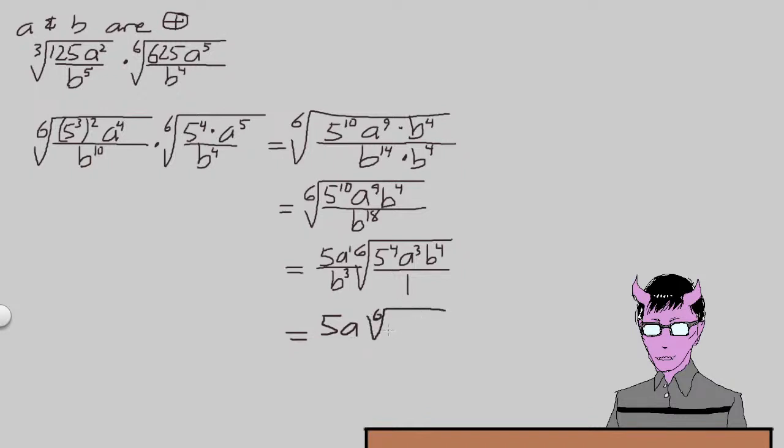Sixth root. Should we multiply this out? I'm not going to do it. A cubed b to the power 4 all over b cubed. And make sure everything's good, just for habits. b cubed, perfect. It's going to be non-fractional exponent, also not negative. So the bottom looks good.